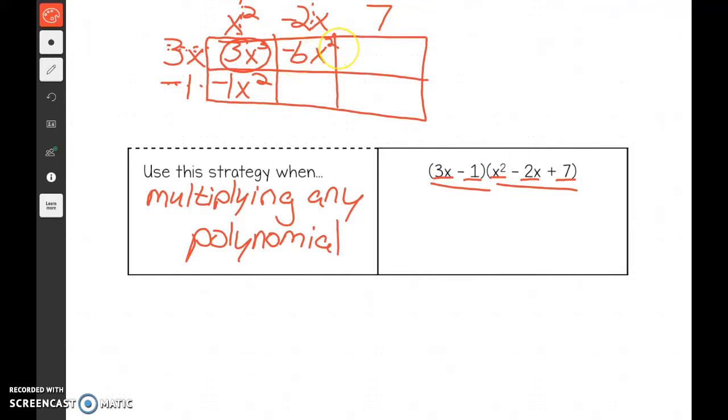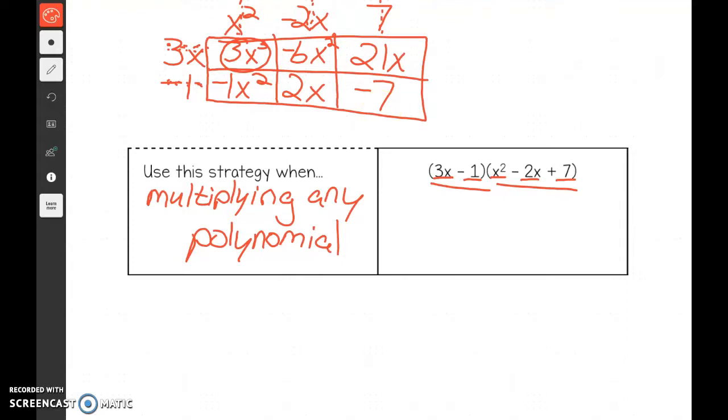X squared. All right, we have 2 x's there, so when we add the exponents, we get squared. And then we have negative 1 times negative 2x. So what's negative 1 times negative 2x? 2x. Very good. And then over on the end, we're going to have 3x times 7. So what's 3x times 7? 21x. And then the last one, we have negative 1 times 7. Negative 7. Very good.